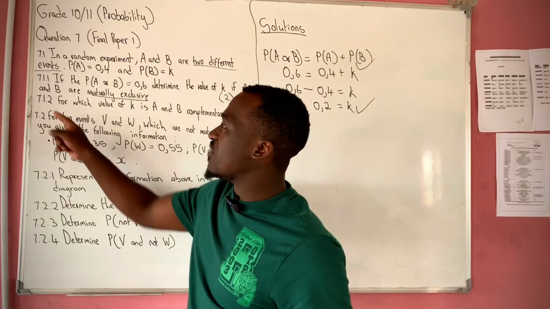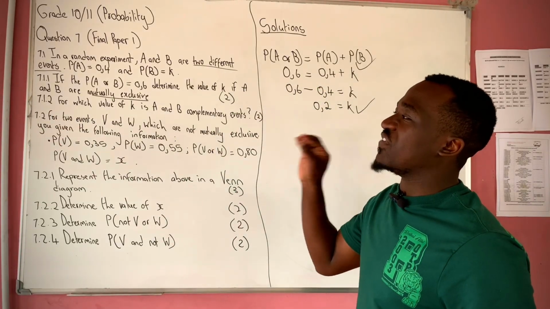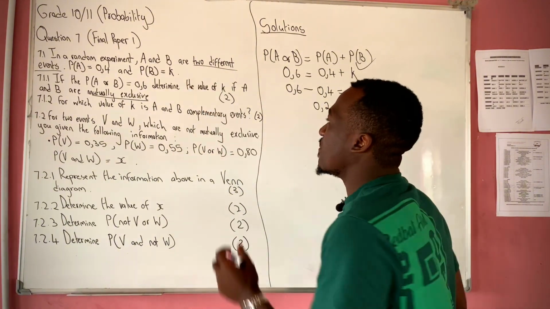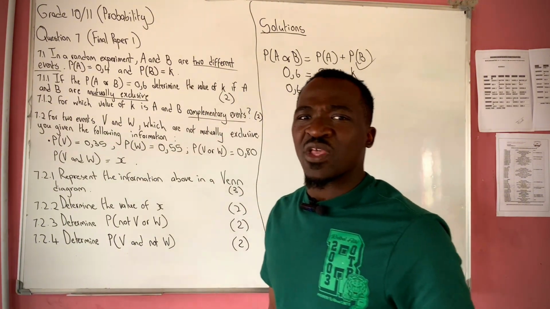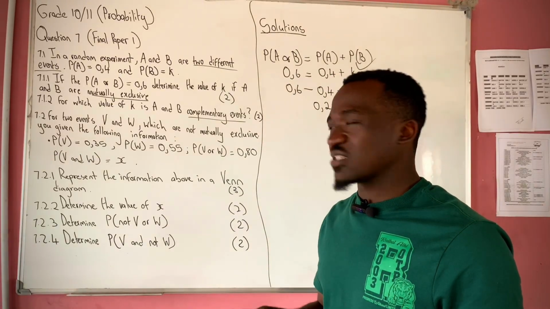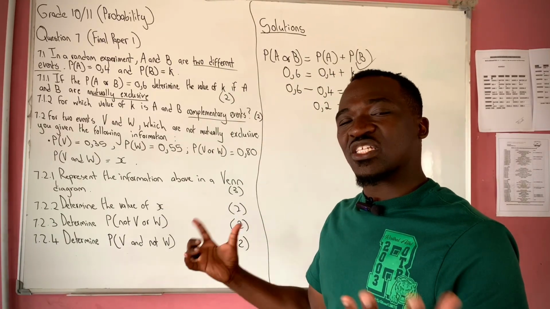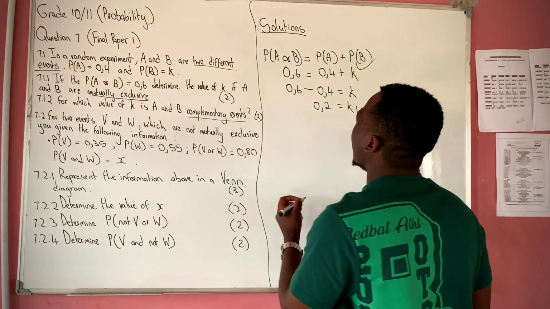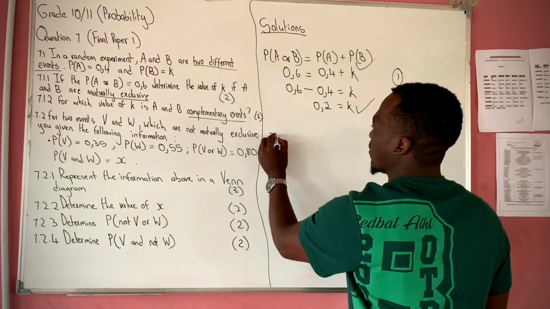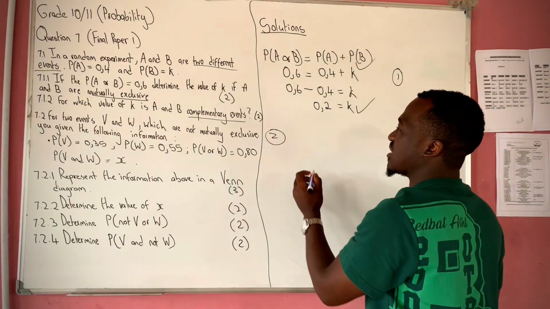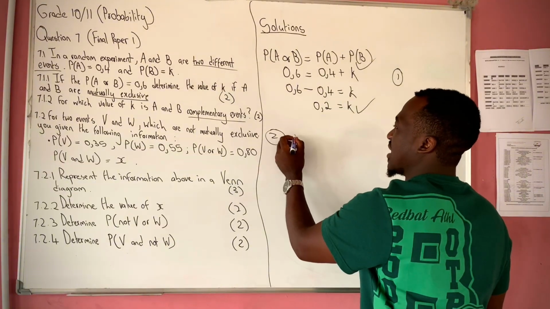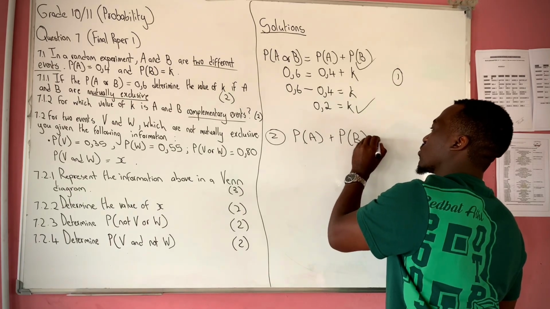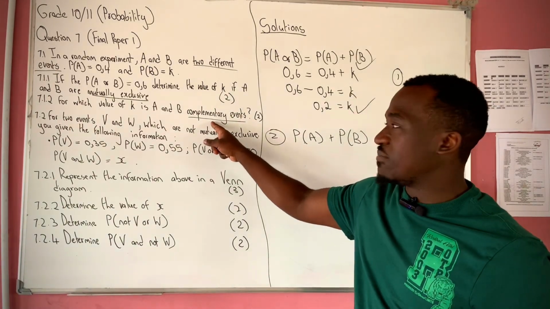Moving to 7.1.2, it simply says for which value of K are A and B complementary events. We're still dealing with the two different events, but now they're saying these events are complementary. What does it mean? Complementary simply means that when we add these two events, their sum is going to be equal to 1. So now we're moving to number 2. Number 2 simply says complementary, and complementary will tell us that P of A plus P of B is equal to 1. That's what they mean by complementary.